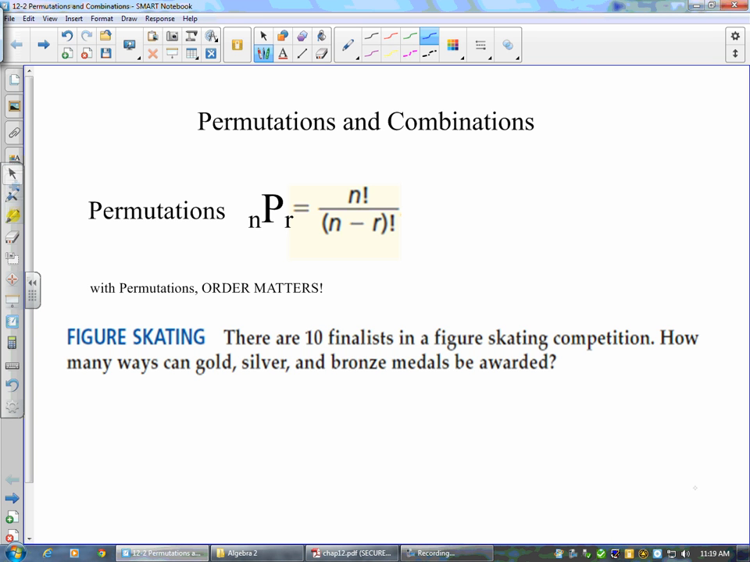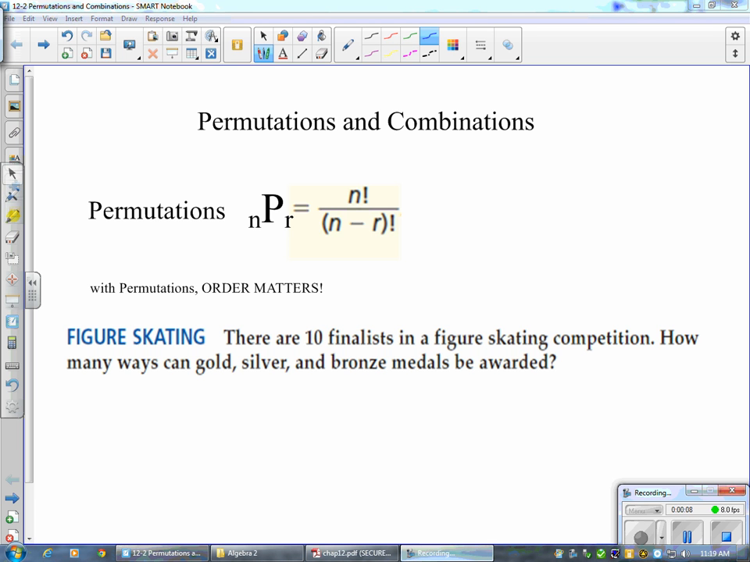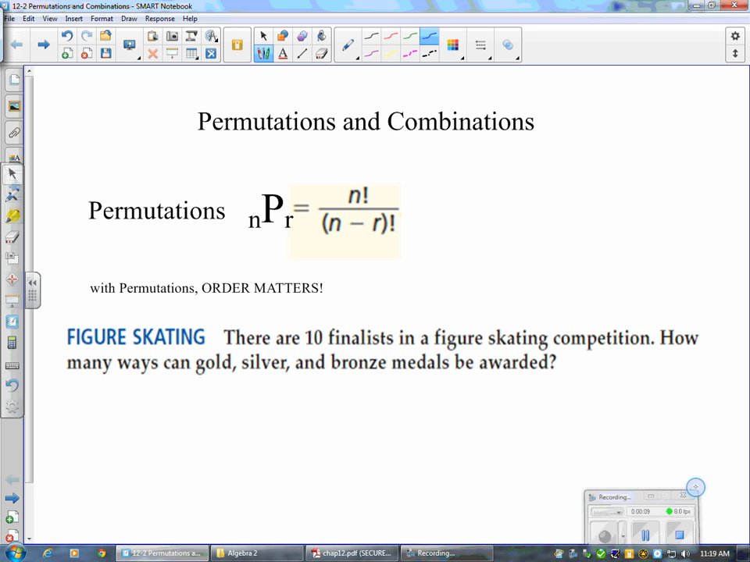Hello. Today we're talking about combinations and permutations. Permutations is a way of finding how many different options you have when the order matters. And that's the big thing I want you to know: with a permutation, order matters.